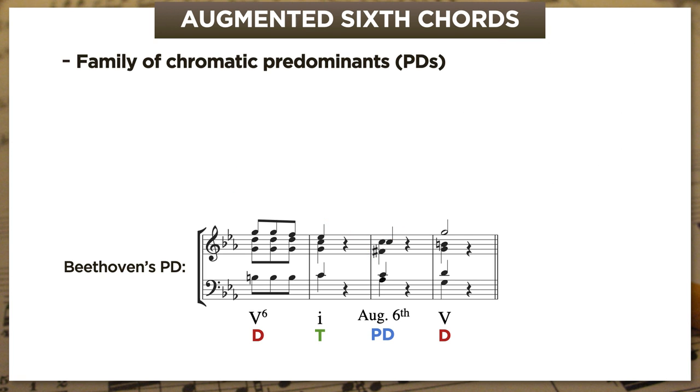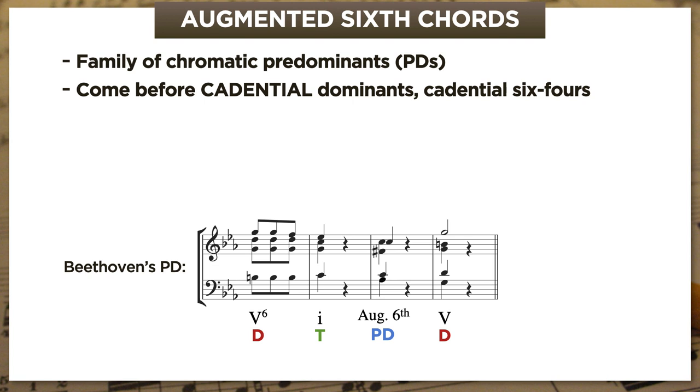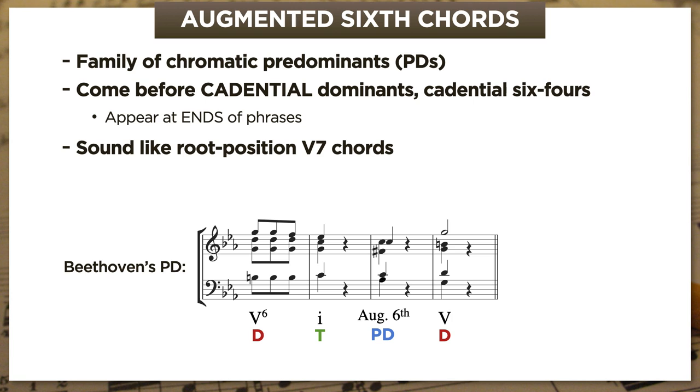So augmented sixth chords are actually a family of chromatic predominants. They tend to come specifically before cadential dominants or cadential sixth fours, so we're going to be listening for them near the ends of phrases. In terms of just their raw sonic properties, they actually sound like root position 5-7 chords. If I play you Beethoven's predominant here, out of context, it sounds like it probably wants to do this. But in context, it's a totally different story. Now it just sounds like a fairly crunchy predominant.